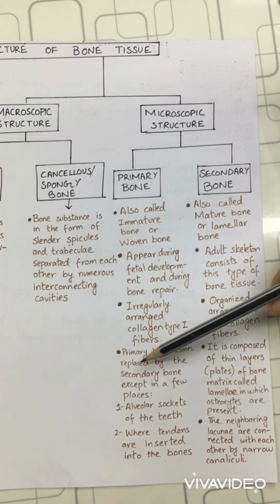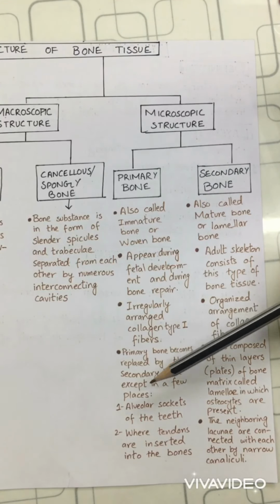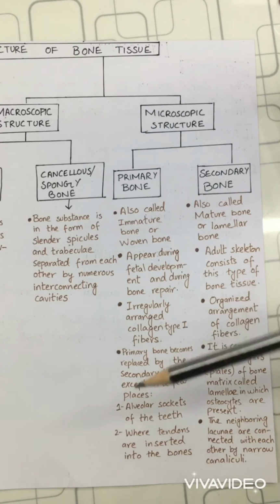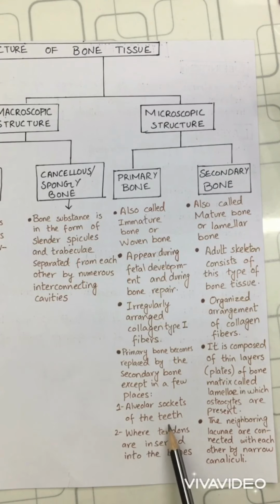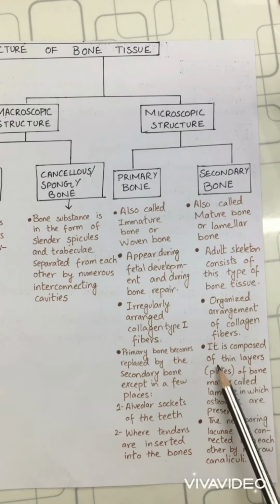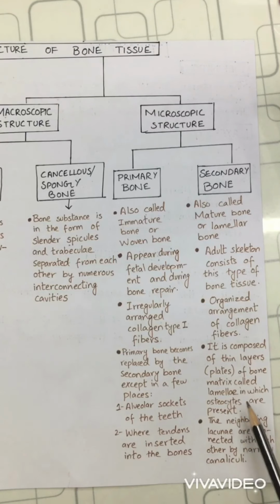Primary bone becomes replaced by the secondary bone except in a few places: the alveolar sockets of the teeth and where the tendons are inserted into the bones. Secondary bone is composed of thin layers, plates of bone matrix called lamellae, in which osteocytes are present. The neighboring lacunae are connected with each other by narrow canaliculi.